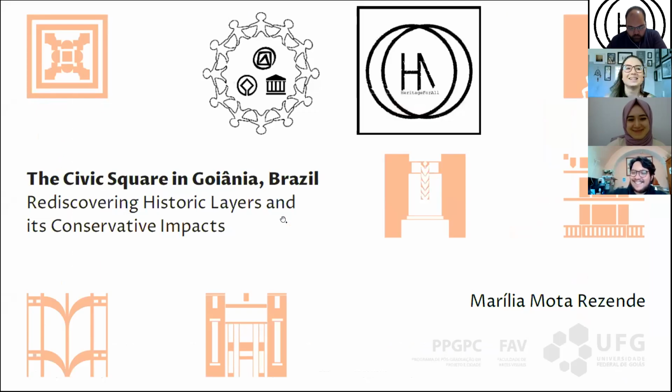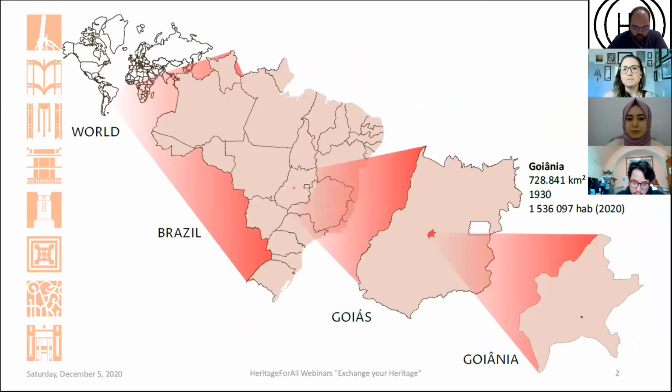Yeah. So, my name is Marilia. I'm a master's student at Universidade Federal de Goiás in Goiânia. My theme is the Civic Square in Goiânia, discovering its historical layers and its conservation impacts. My main focus is on the interventions on the space.